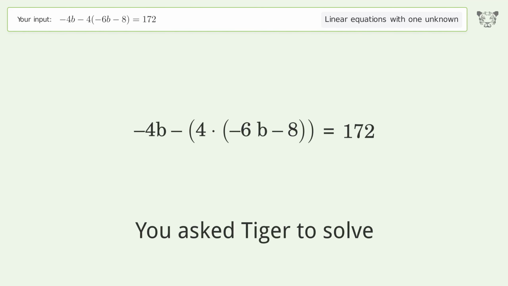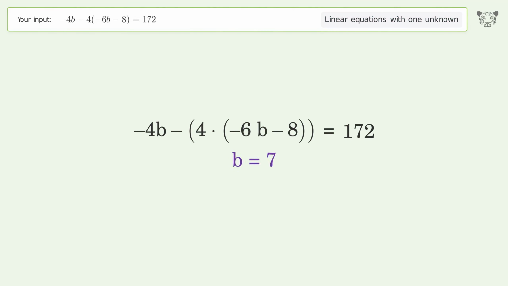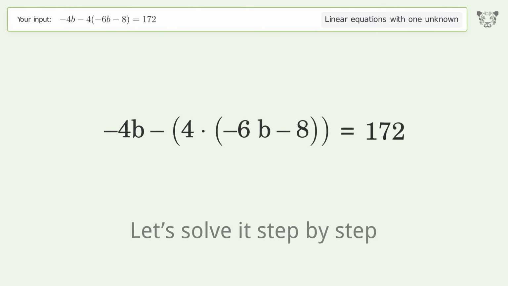You ask Tiger to solve this. This deals with linear equations with one unknown. The final result is b equals 7. Let's solve it step by step.